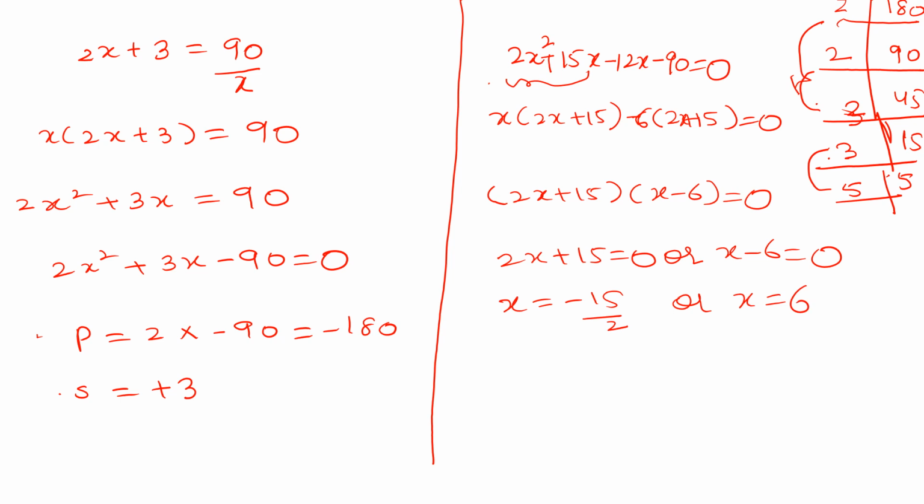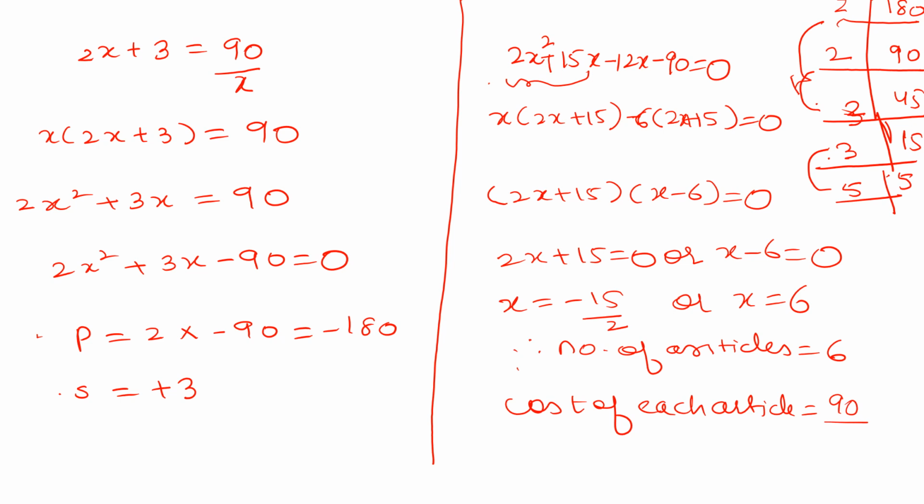So x represents the quantity of articles, the number of articles, and it should not be negative. Therefore the number of articles is 6, and the cost of each article will be 90 by 6, that is 15 rupees.